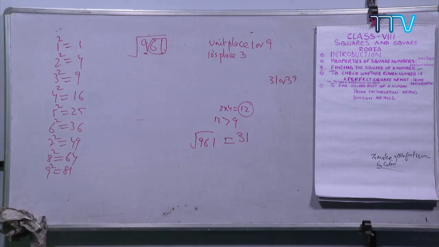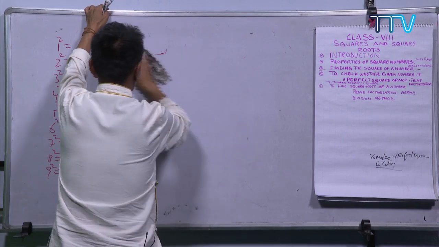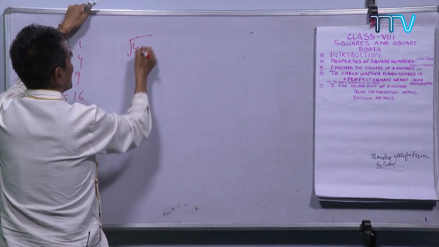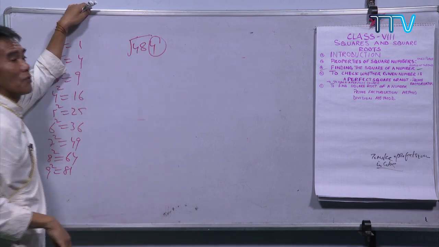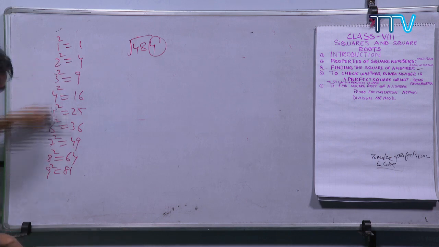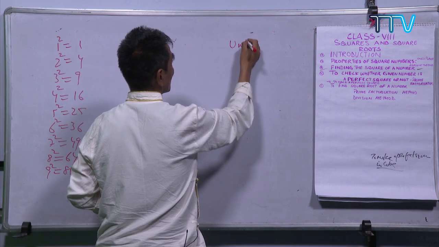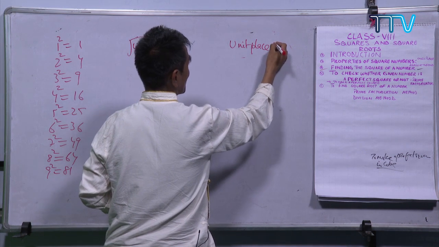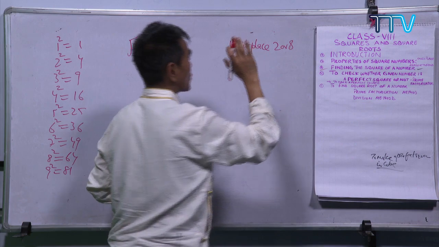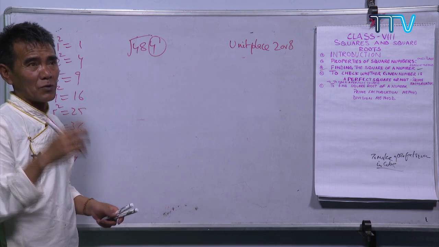Let us do another example with the shortcut method. Find the square root of 484. First look at the unit place. The unit place is 4, so the root's unit place is either 2 or 8, since 2 squared gives 4 and 8 squared gives 64, which also ends in 4.